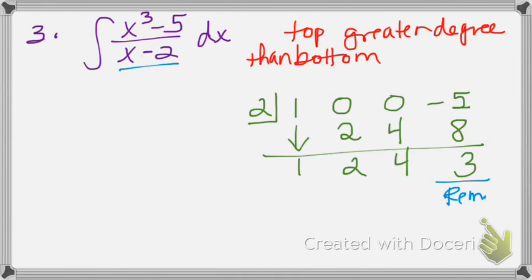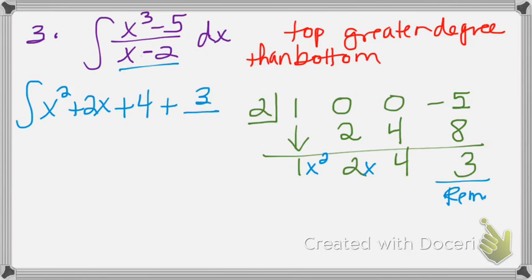The 4 is just the number, the 2 has an x with it, and the 1 has an x squared. It will always be 1 degree less than whatever's on top. So if I rewrite this whole problem, I get x squared plus 2x plus 4 with a remainder of 3. When there's a remainder of 3, that means that we have 3 over x minus 2, since x minus 2 is what we divided by.